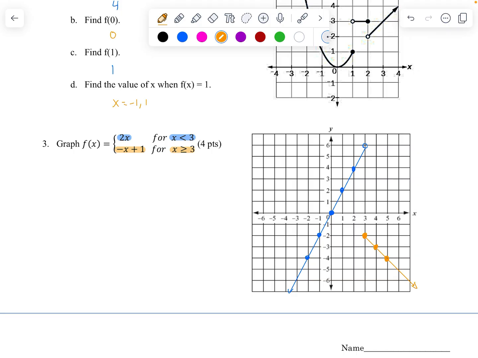So you can either graph the whole line and erase, or use your slope and y-intercept to get to this x value, and that's where each line kind of starts or ends, if you want to think of it like that.